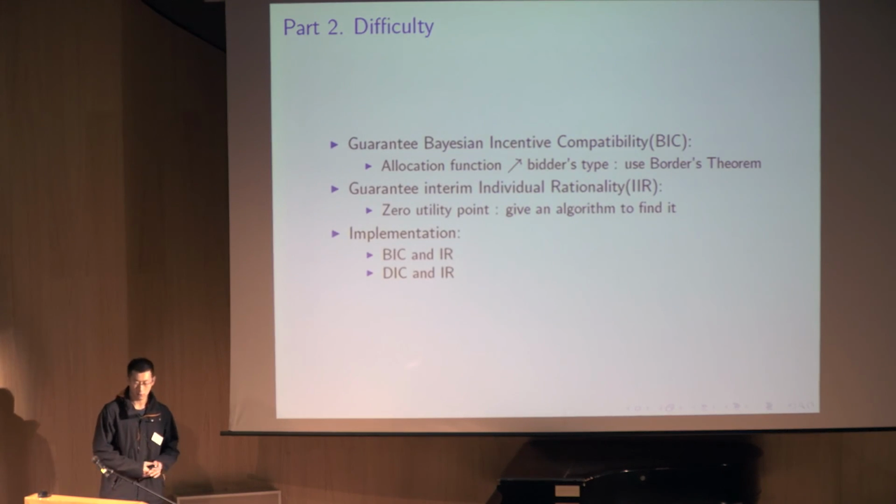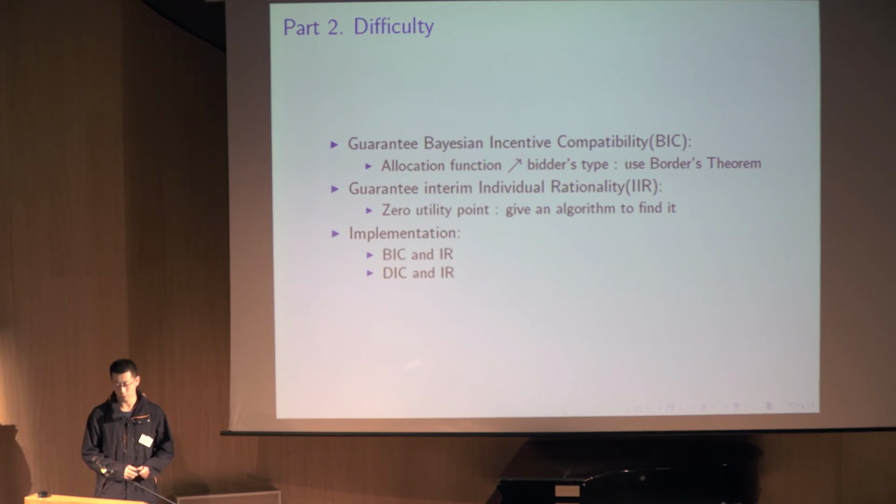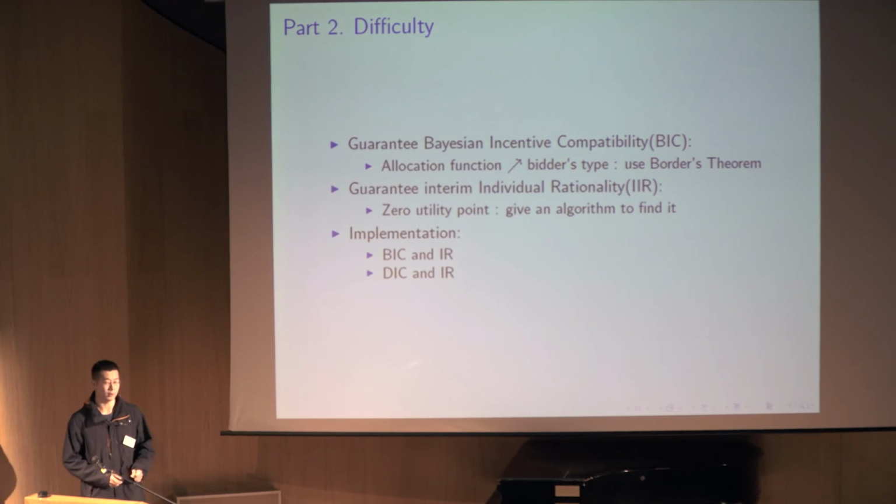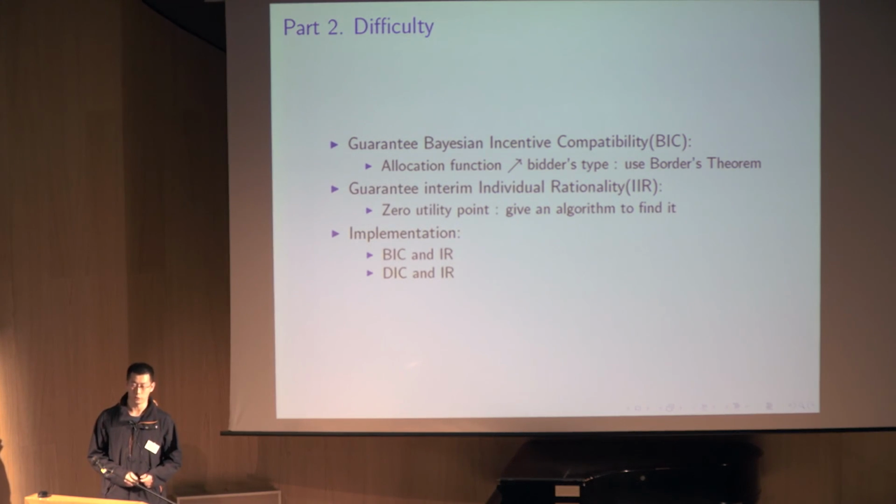Well, in our setting, we meet some new difficulties. We want to guarantee Bayesian incentive compatibility, which means the buyers should be truthful in the Bayesian-Nash equilibrium. We found that the allocation function is not trivially monotone in the buyer's type, and we use Border's theorem to overcome this. And we also want to guarantee the interim individual rationality, which means the buyer's interim utility is non-negative.